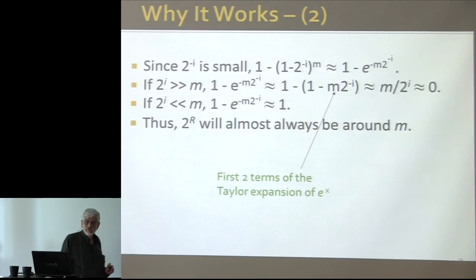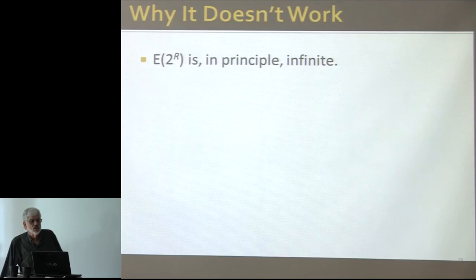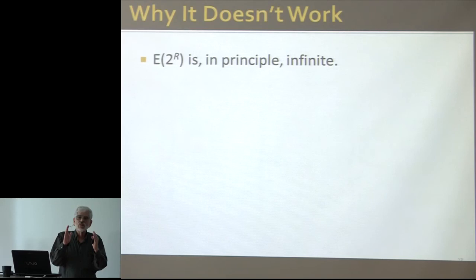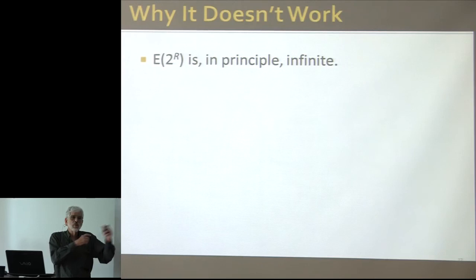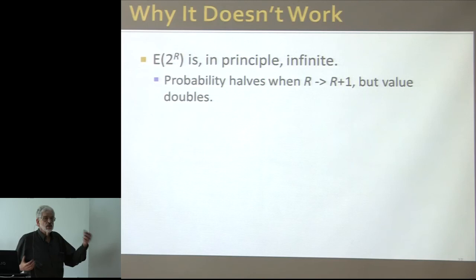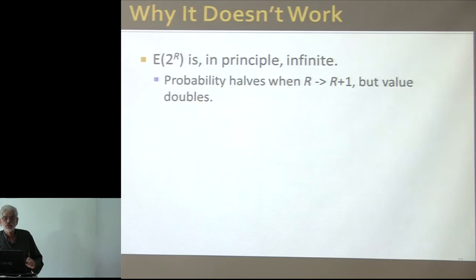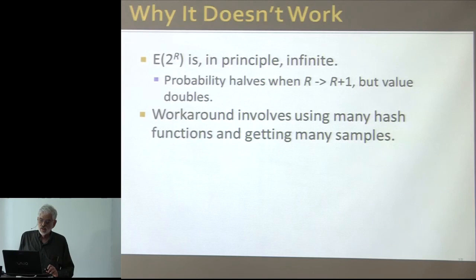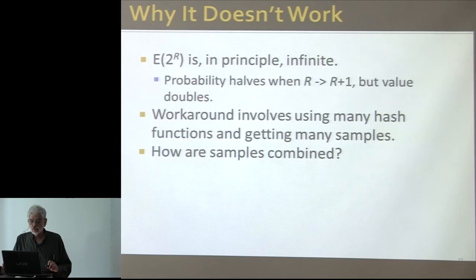Okay, but here's why it doesn't work. The intuition is, yeah, 2 to the r is always around m, but when r is bigger than it should be, the value goes up exponentially. When it's much smaller, the values just decay a little bit. So there's this bias to the upside. If you replace r by r plus 1, then the probability that r is that big goes down by a factor of 2, but the value doubles. So when you sum all the possible values of capital R, you get an infinite sum.